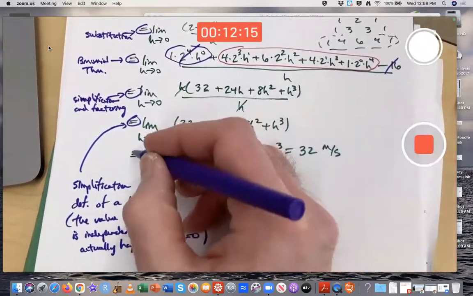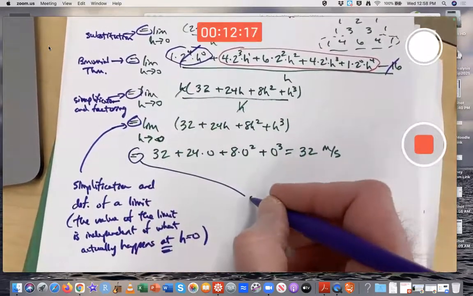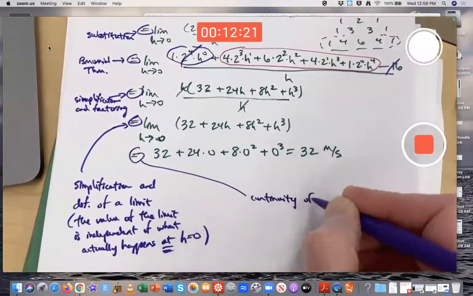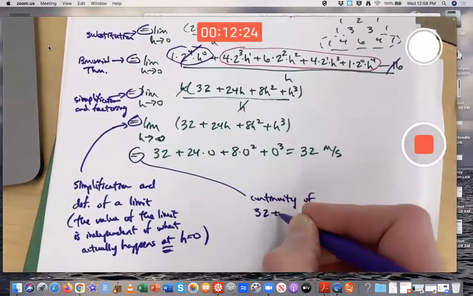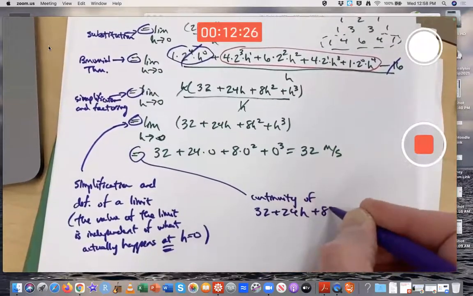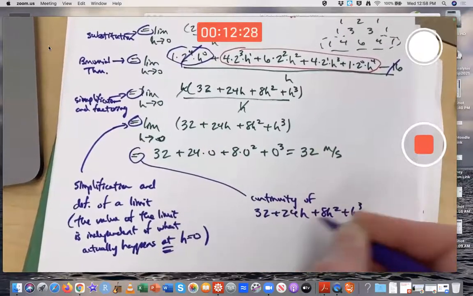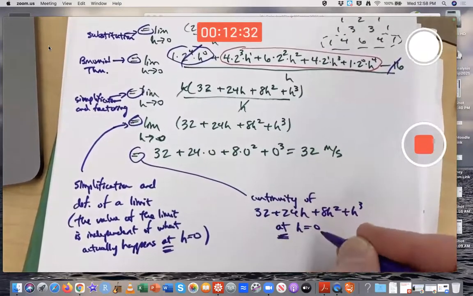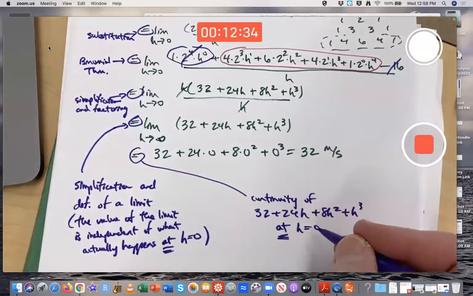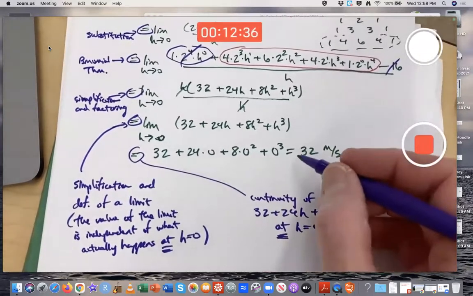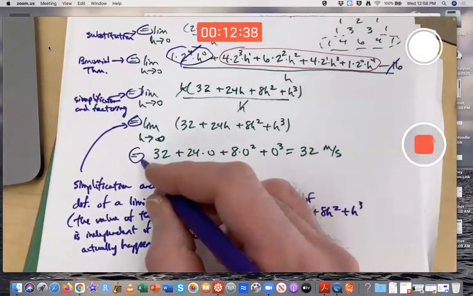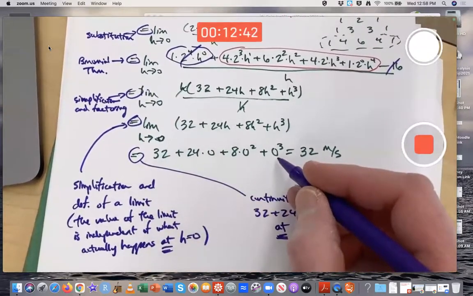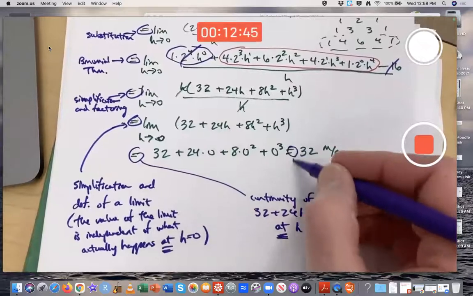The continuity really comes in this step. Continuity of this function, 32 plus 24h plus 8h squared plus h cubed, at h equals 0. That continuity allows me to plug in h equals 0 there, or there, excuse me, to give me 0 there, 0 squared there, 0 cubed right there. And then this very last thing is just simplifying.